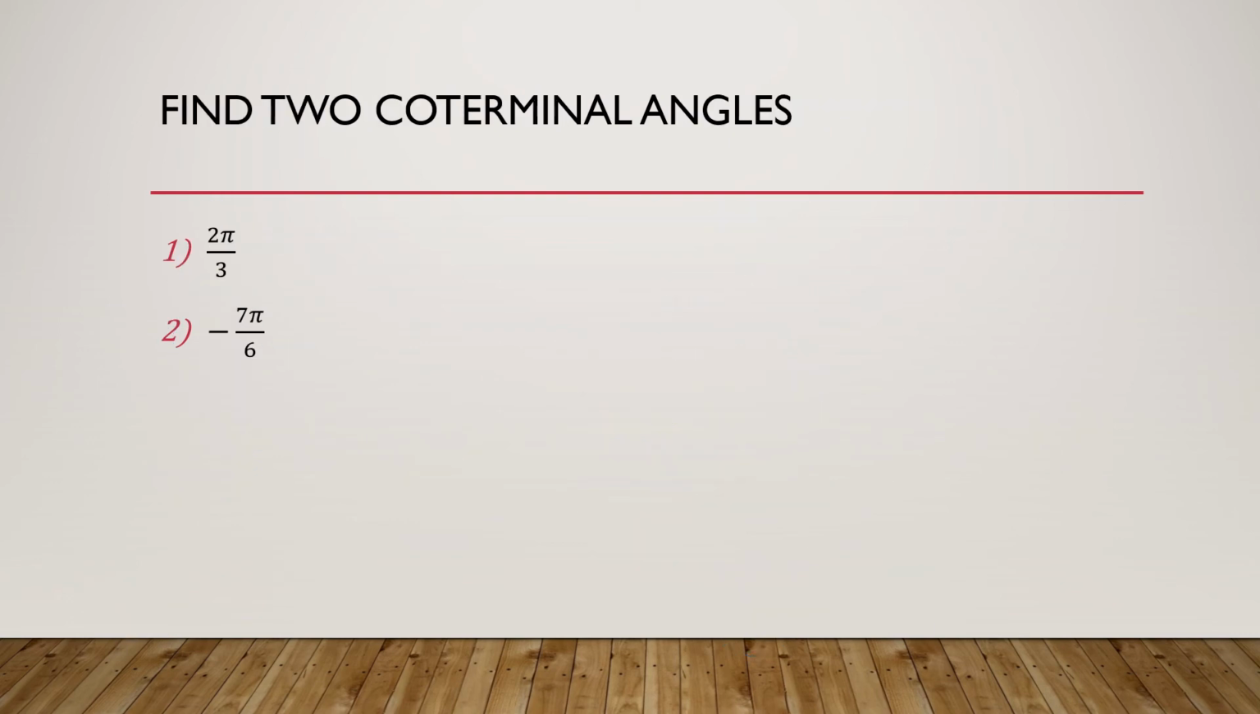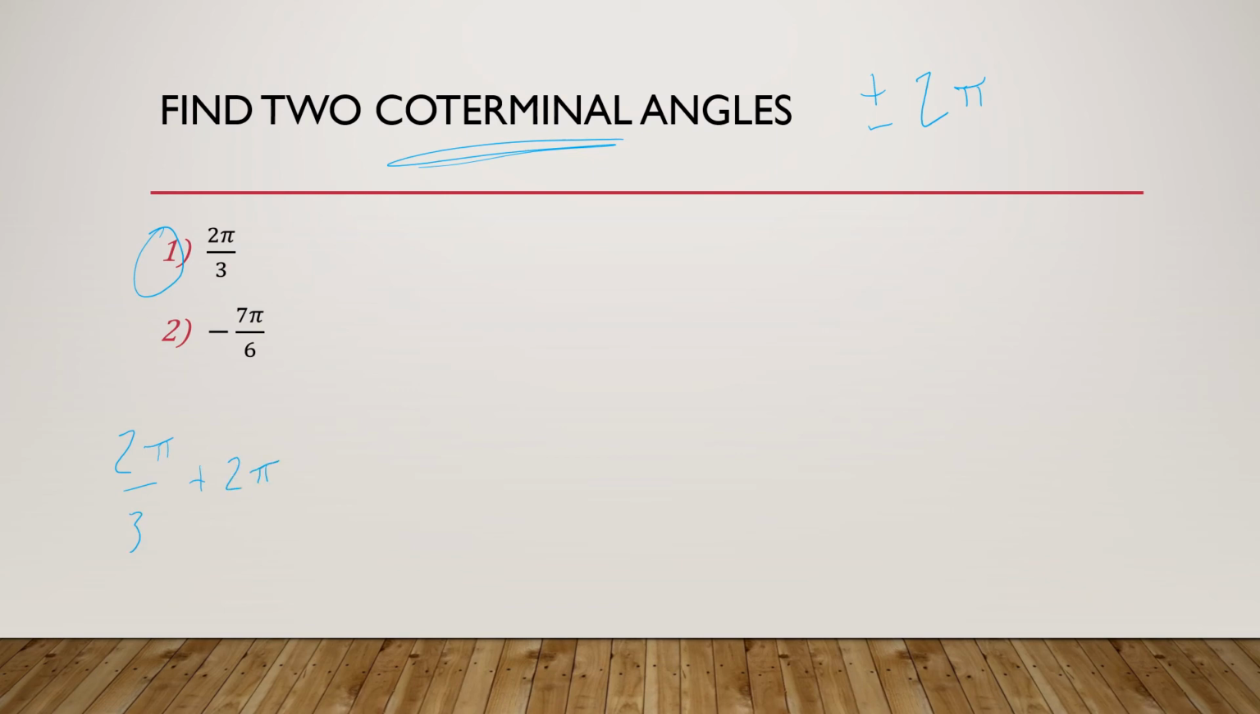Finding two coterminal angles, now we're just going back and doing the same thing we did when we were finding coterminal angles with degrees, adding or subtracting a circle. When we're talking about radians, we're adding or subtracting 2 pi, which is equivalent to 360 degrees. The hardest part here is just working with fractions. So taking number 1 here, 2 pi over 3 plus 2 pi.